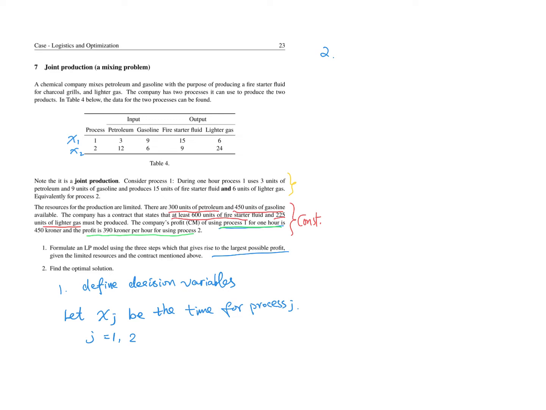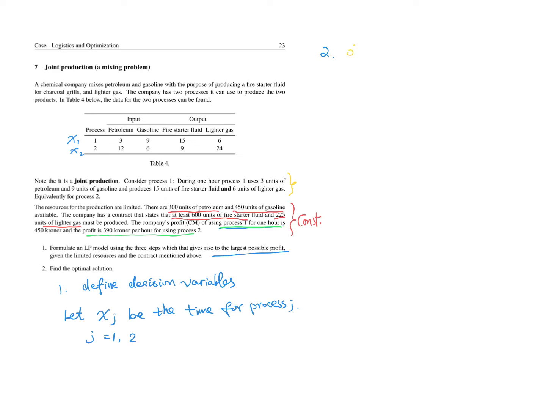So let's see, if you use the time of process 1 to produce the fire starter fluid, you need to use petroleum and gasoline, and then per hour you could produce 15 units fire starter, 6 lighter gas by using 3 units of petroleum and 9 units of gasoline. This doesn't matter if they are connected or not connected. Here, based on the decision variables, we can formulate this problem.